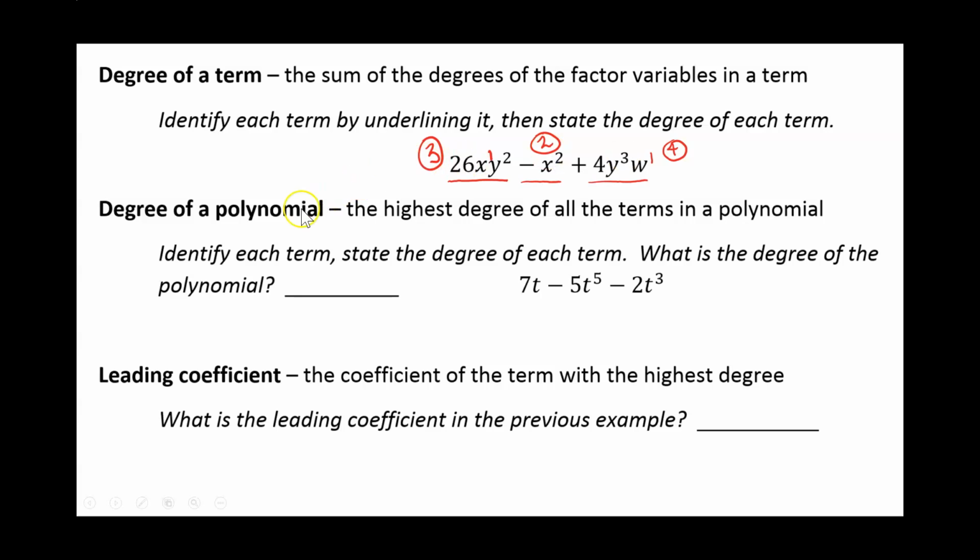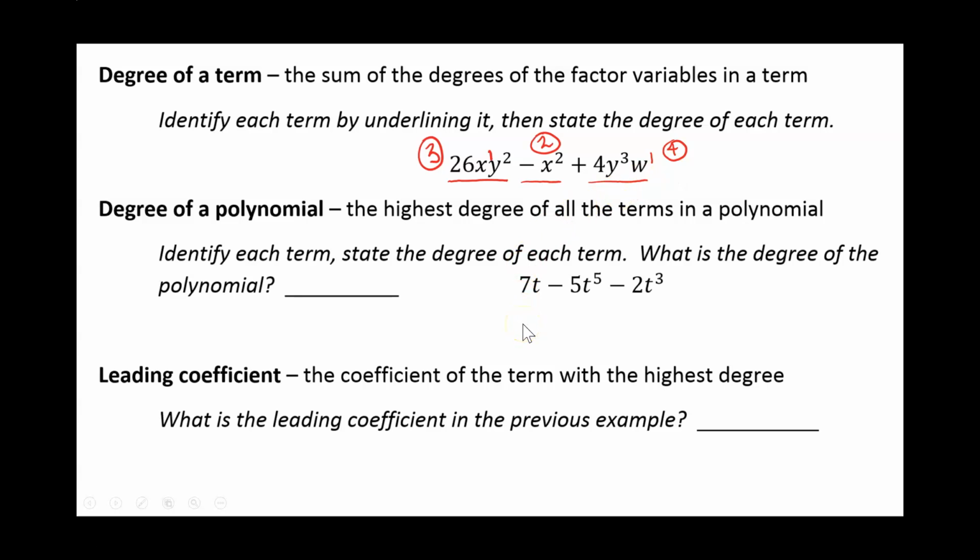Then if you want to find the degree of the polynomial, the degree of this entire polynomial right here is just going to be the highest degree of its terms. So we're going to look at the degree of the terms. We had 3, 2, and 4, and since 4 is the biggest, then the degree of this polynomial would be 4.